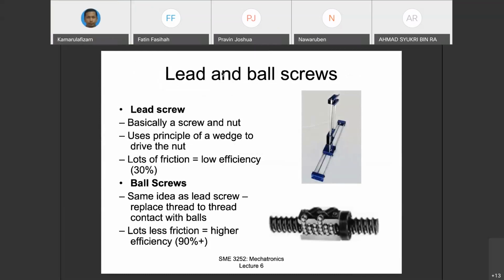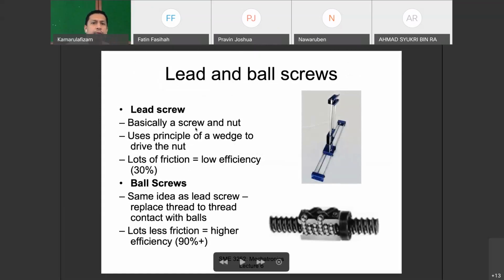Ini contoh lead screw lah, alright. Screw and nut, principle of a wedge to drive a nut. Low efficiency is sebab loss of friction dalam ni, because you have a lot of contact points. Then sometimes you have ball screw, okay, lead screw, ball screw, sama macam lead screw tapi sebab dia pakai ball bearing dalam ni, so things are much more better compared to lead screw terus. Alright, ada banyak loss lah sebenarnya kat sini.